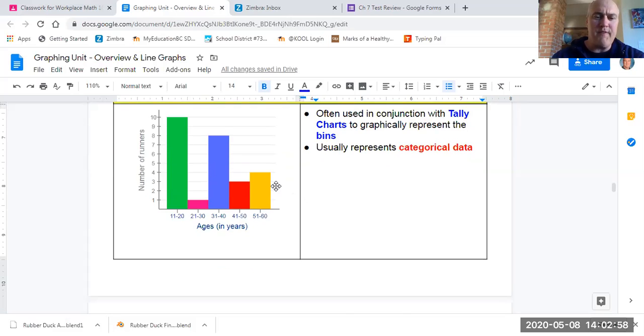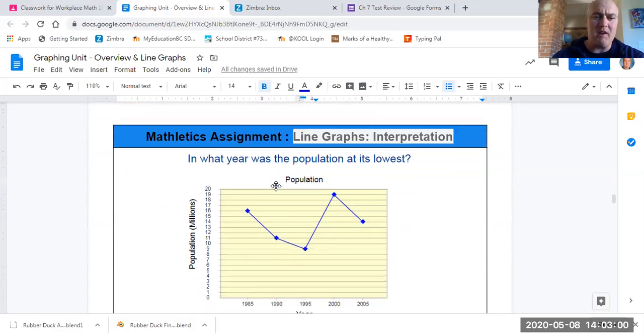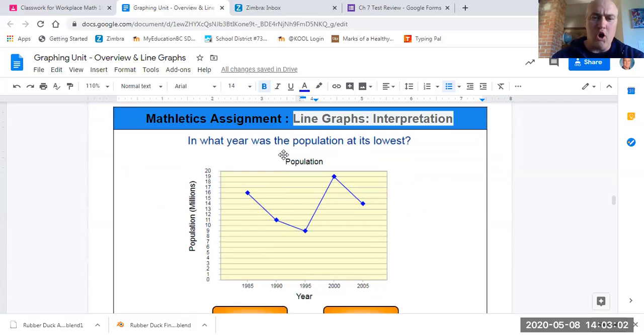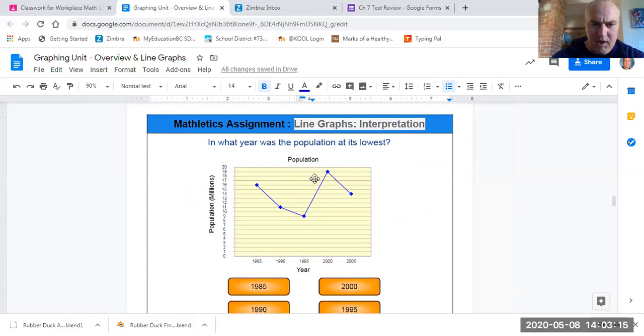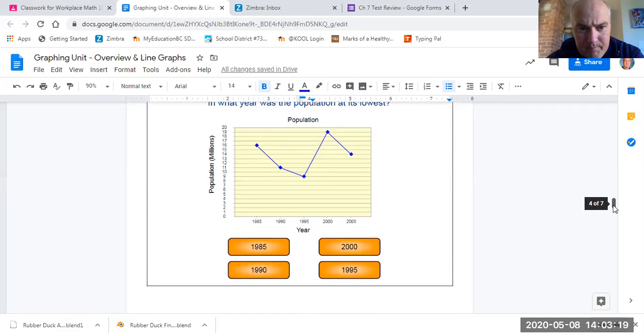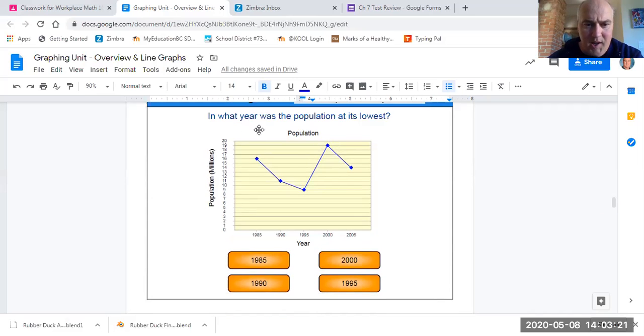But let's take a look at the very first assignment that you're going to see in Mathletics for this unit. And this is what we call line graph interpretation. So if we look at this particular question here, and I'm just going to take this down a little bit so you can see this fully, what we will see is the question says, in what year was the population at its lowest?